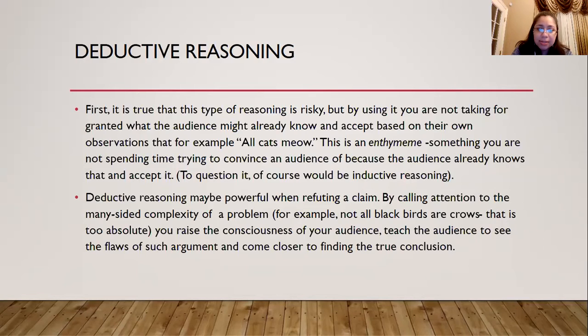By calling attention to the many-sided complexity of a problem, for example, not all blackbirds are crows, that is too absolute. You raise the consciousness of your audience. Teach the audience to see the flaws of such argument and come closer to finding your own truth. So here, deductive reasoning can be a powerful tool when trying to debunk a claim. Okay, so if you find a deductive reasoning or premises that are based on deductive reasoning, it's easier for you to debunk them because you can call out, hey, wait a minute, not all blackbirds are crows. There are many other birds, different species that are all black. Okay, so you can try to point out that the actual argument may be too absolute.